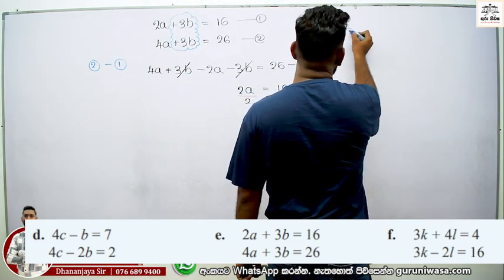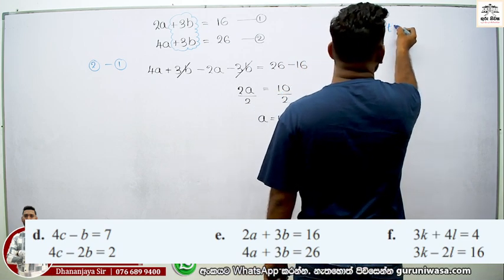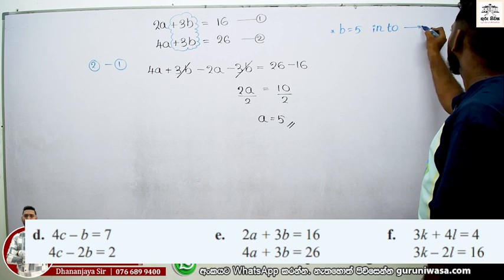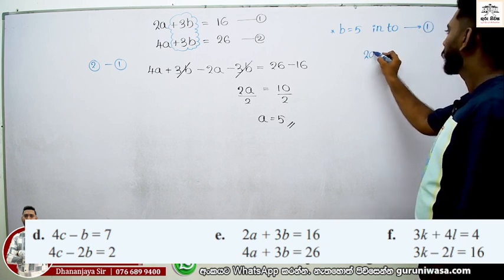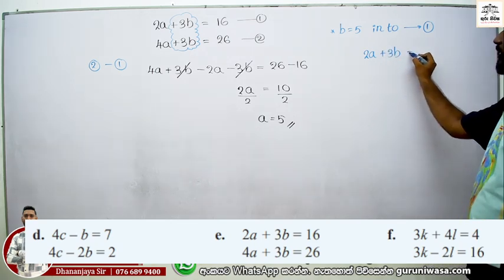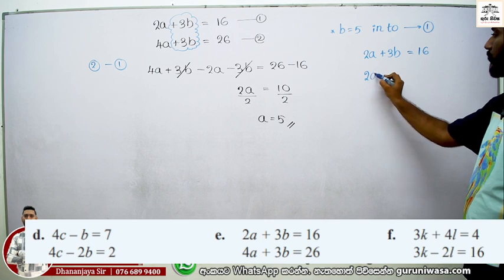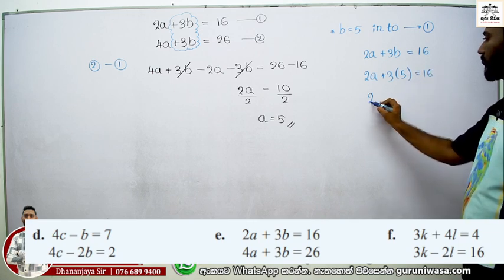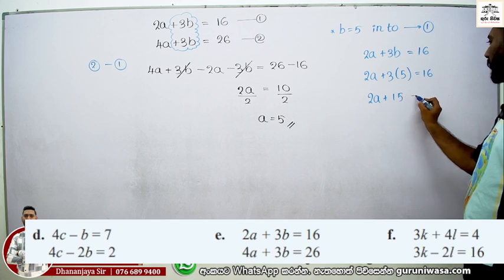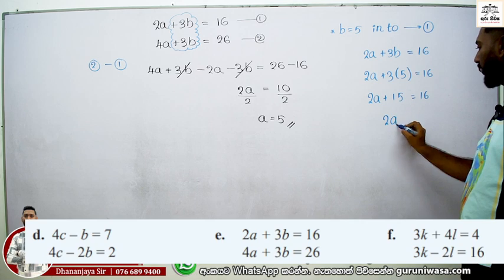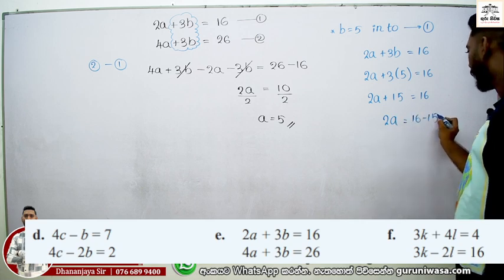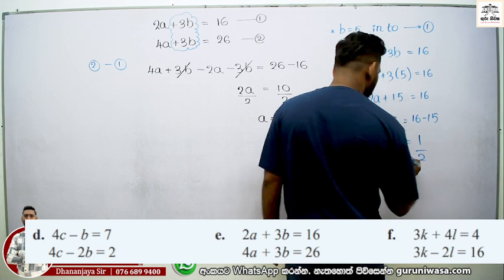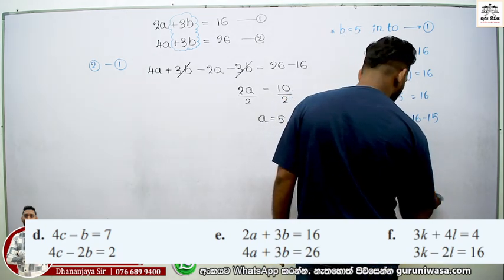Now substitute into equation number 1 or 2. You can substitute into whichever you like; I will substitute into 1. 2a plus 3b equals 16. Then 2a plus 3 times 5, because b is 5. Now 2a plus 15 equals 16, so 2a equals 16 minus 15. 2a equals 1, divide by 2. Finally, a equals half.